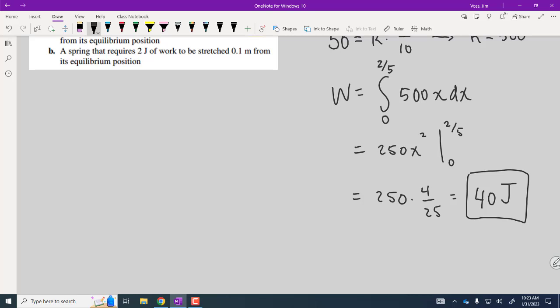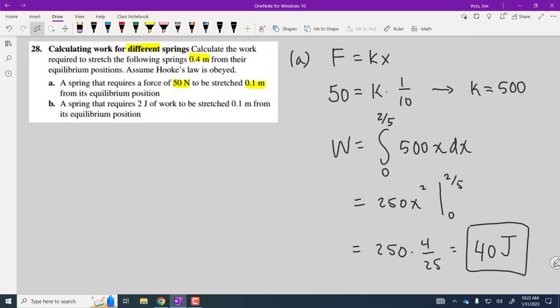Any issues with that one? So the second one is going to be a little bit roundabout. So let's take a look at what they give us. In any of these spring problems, it's really essential that we find this k. We've seen that one way they can present data so that we can find k is that they give us f and x. Now the second one, that's not what they do. The second one gives us data in a different way. They say it's going to take 2 joules of work to stretch it 1/10 from equilibrium.